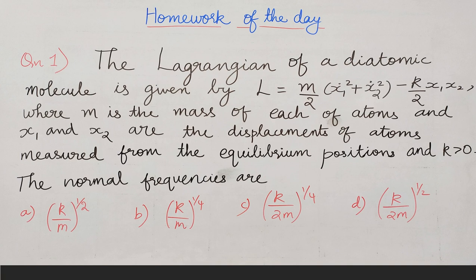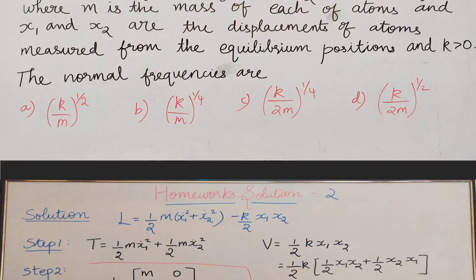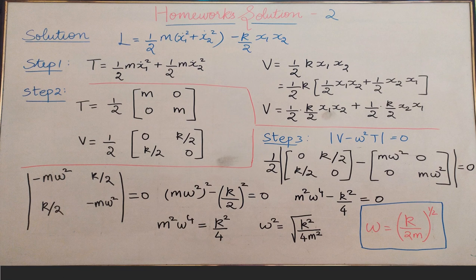Now the second homework question was from small oscillations. Here I have the Lagrangian, and I am asked to find the normal frequencies. You can see the word normal, so we are going to use our secular equation. I have this Lagrangian and I'm separating it as T and V. I know that L is equal to T minus V. So this is my T and this is my V, and I'm writing it in the exact form.